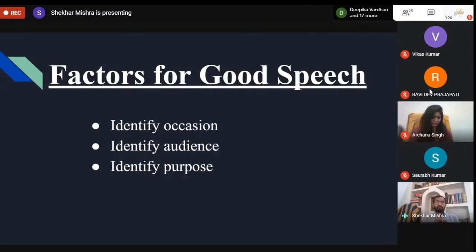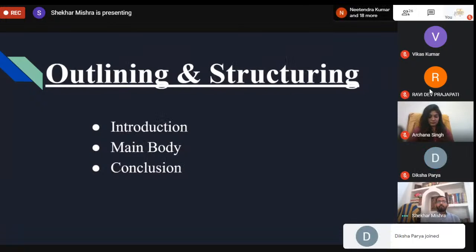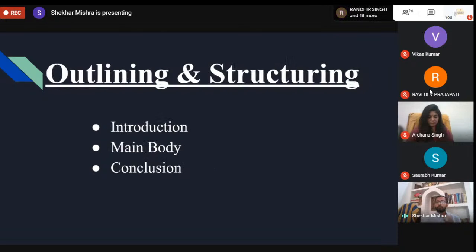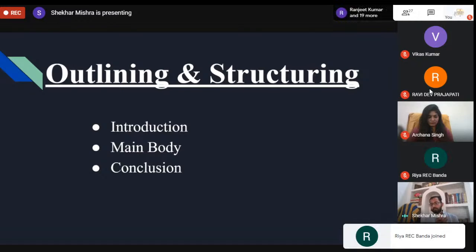And identifying the purpose. What is your purpose? Your purpose is to analyze or to tell them something or to persuade them something, to connect with them and to influence them. When you are clear with your purpose, you will do it, you will make it. Now, you have identified the occasion, you have identified the audience, you are familiar with your own purpose. Then comes the outline and structuring of your speech.